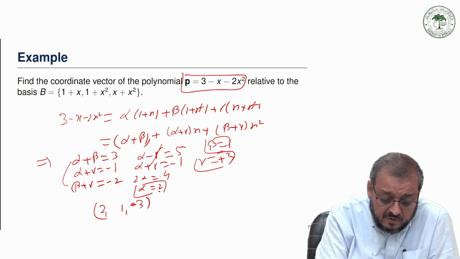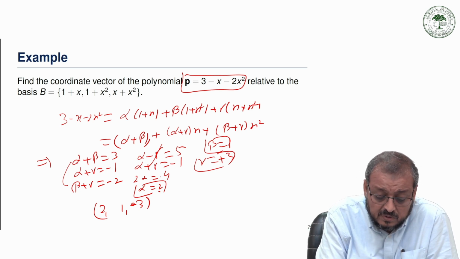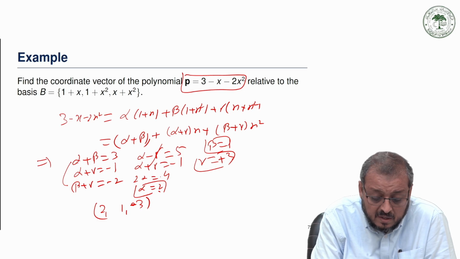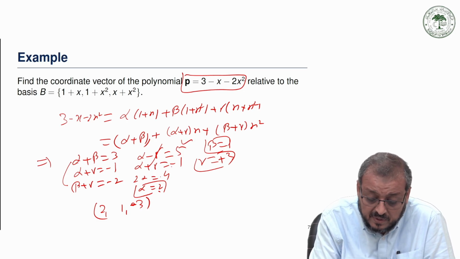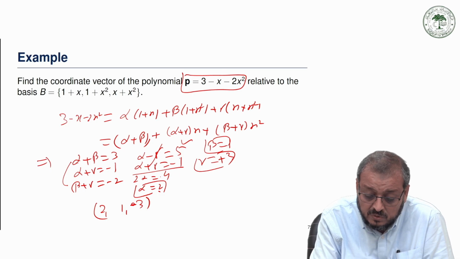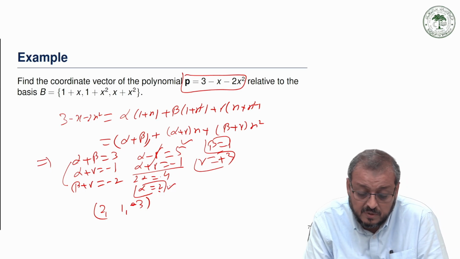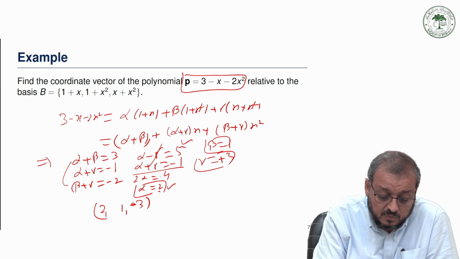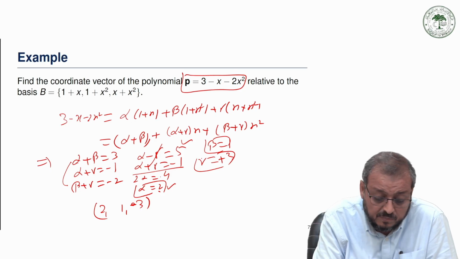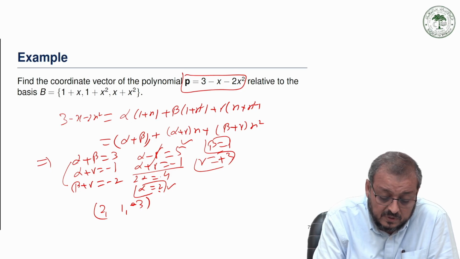I just take alpha minus beta is equal to 3 plus 2 is equal to 5, and you have alpha plus gamma is equal to minus 1. When we add these two, this is 4 alpha is equal to 2, no problem. If alpha is equal to 2, then beta is equal to 1, also no problem. So beta is equal to 1.